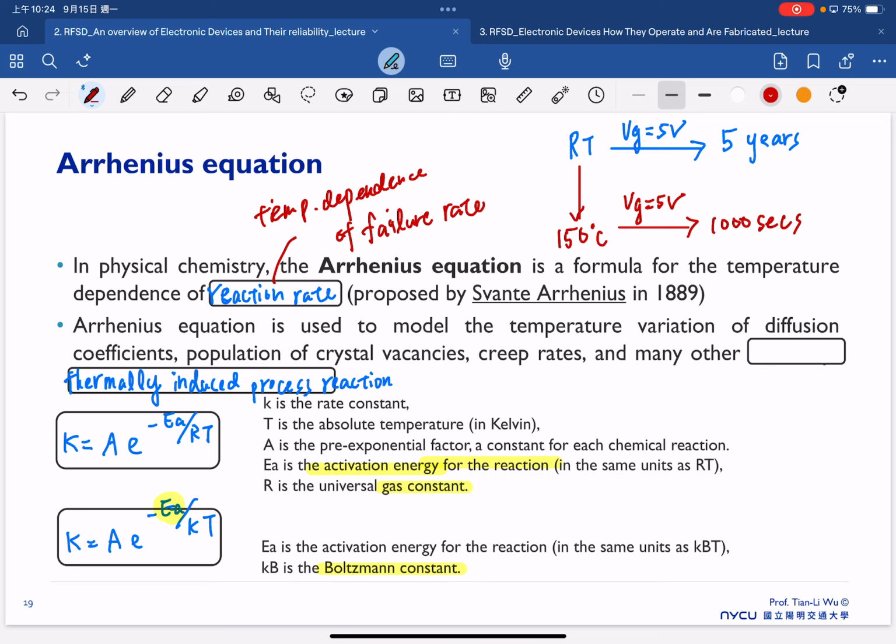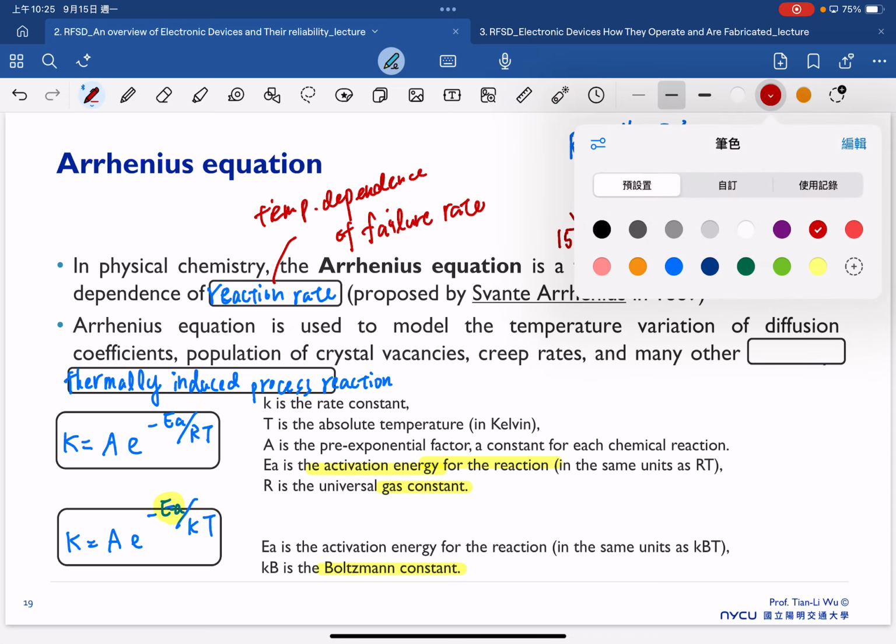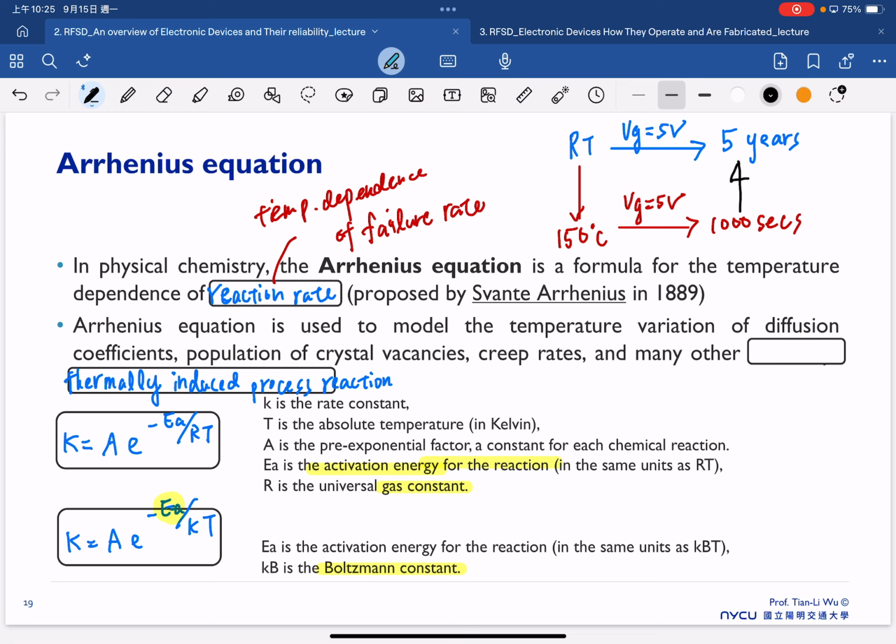So that's a goal. That's the goal for doing acceleration testing, because we want to accelerate the whole process. The 1,000 seconds is a test we are able to manage. We are able to execute it in the lab, in the company. But then how do we convert back to the 5 years? Because in the end, we still want to understand the room temperature characteristic, right? So that's why we need to leverage this activation energy, because we have this activation energy Ea.